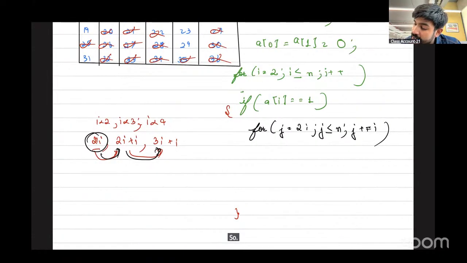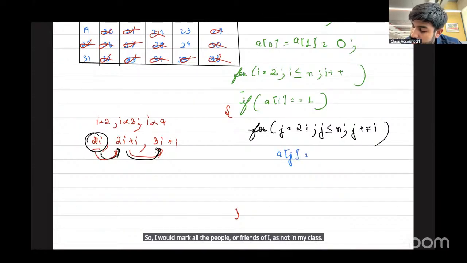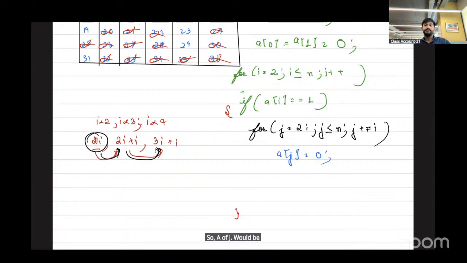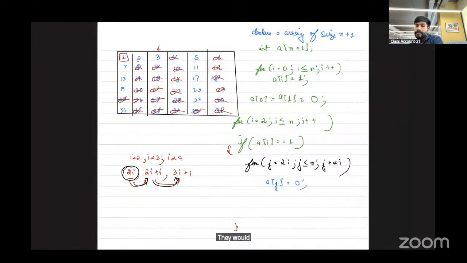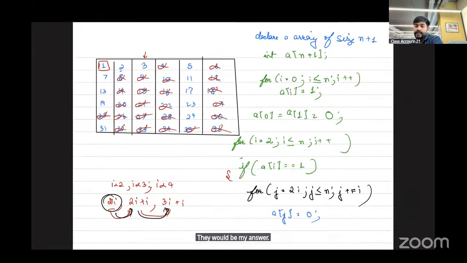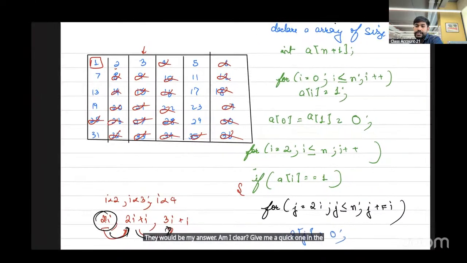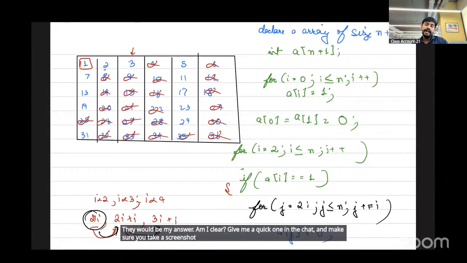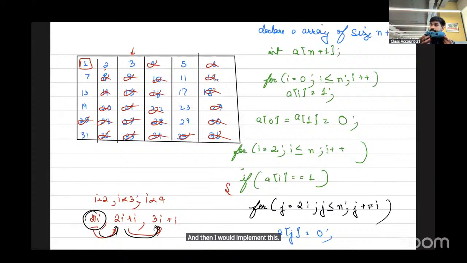So I would mark all the friends of i as not in my class, so a of j would be equal to 0. And at the end, whosoever is equal to 1, they would be my answer. Am I clear? Give me a quick one in the chat and make sure you take a screenshot of this, and then I would implement this.